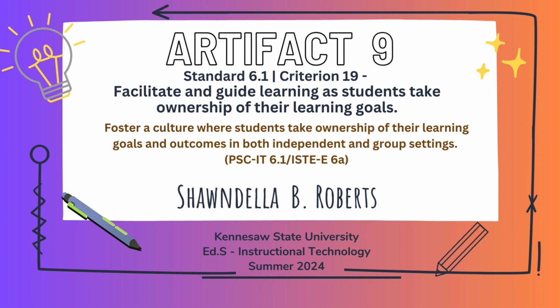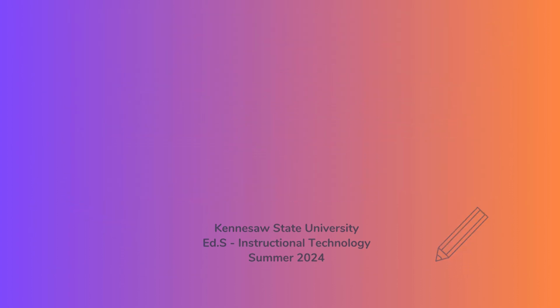Artifact 9, Standard 6.1, Criterion 19. Facilitate and guide learning as students take ownership of their learning goals. Foster a culture where learners take ownership of their learning goals and outcomes in both independent and group settings.